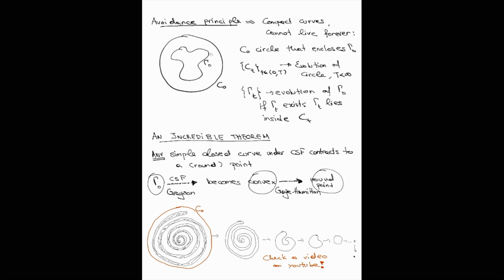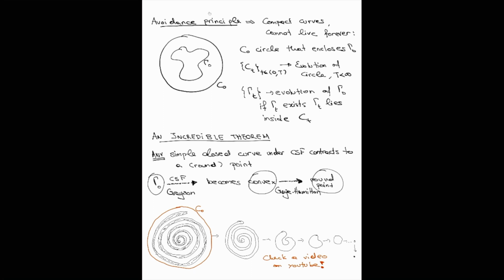So just the avoidance principle tells me that any simple closed curve will either have a curvature blow up or it will disappear at a point in finite time. Disappearing at a point also means that the curvature blows up. When the curvature blows up, we say that a singularity is forming, and this particular singularity, where everything extinguishes at a point, is one of them.